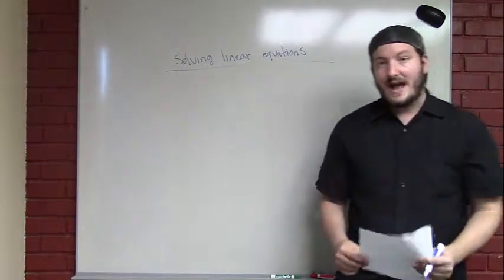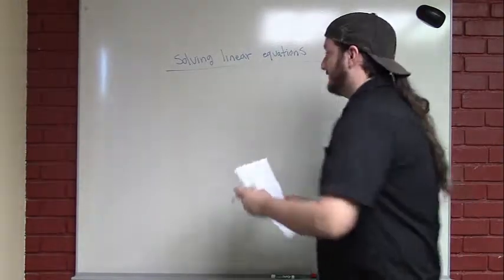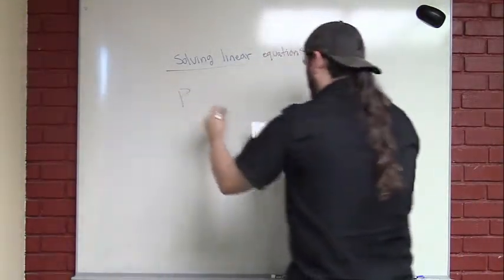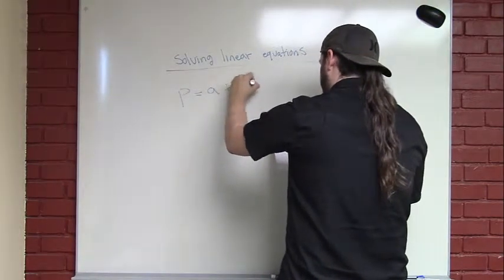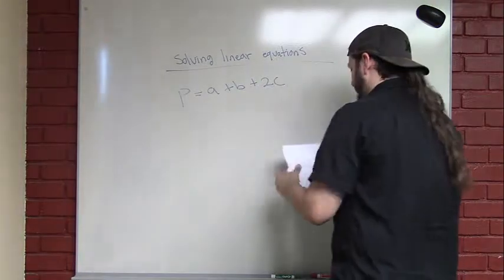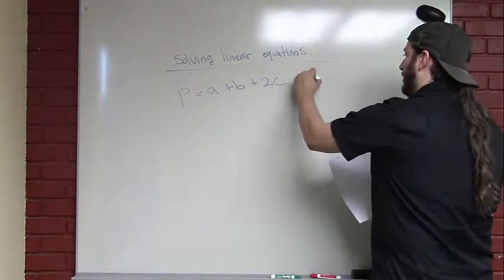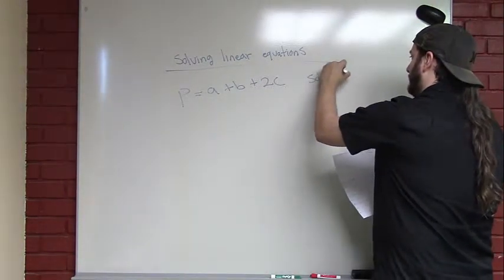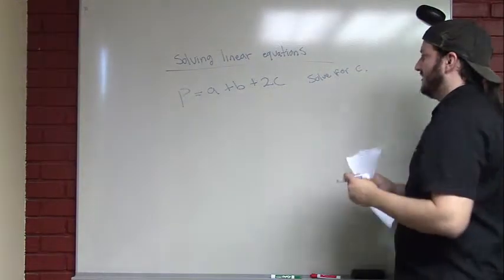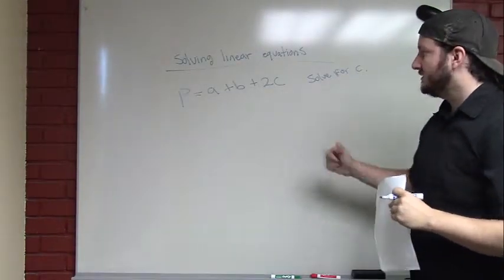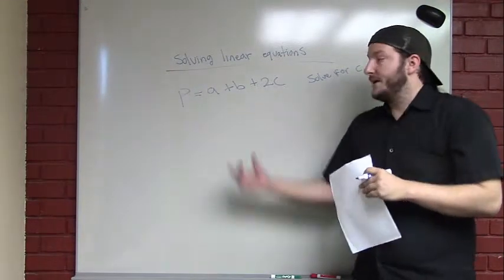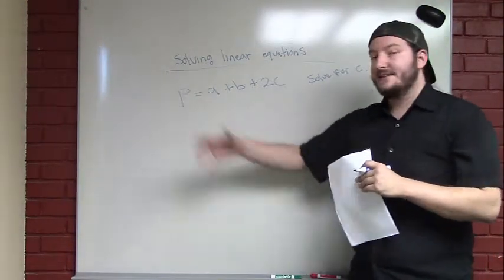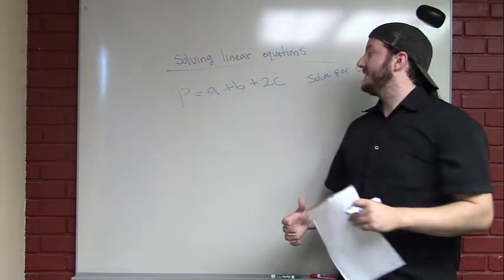All right, on to our last topic, which is directly related to what we're doing. We have P equals A plus B plus 2C, but we want to solve for C, okay? Now, these ones do kind of trip up students sometimes, but don't worry. Remember, A, B, and P, they're just numbers, so you treat them like numbers, okay?